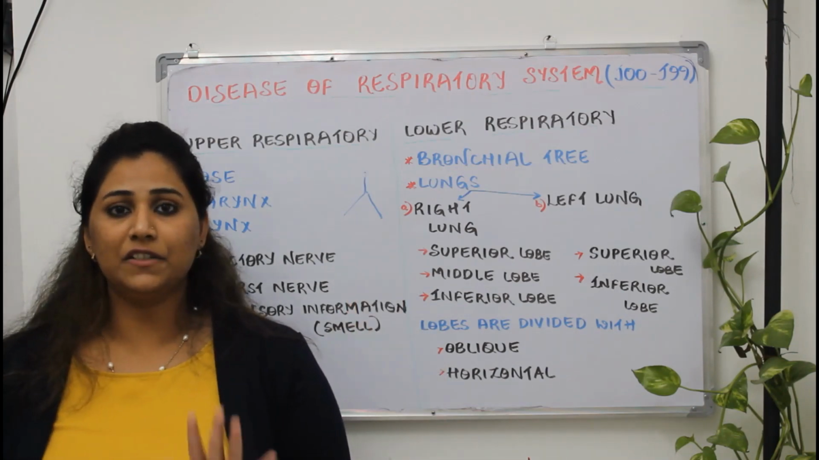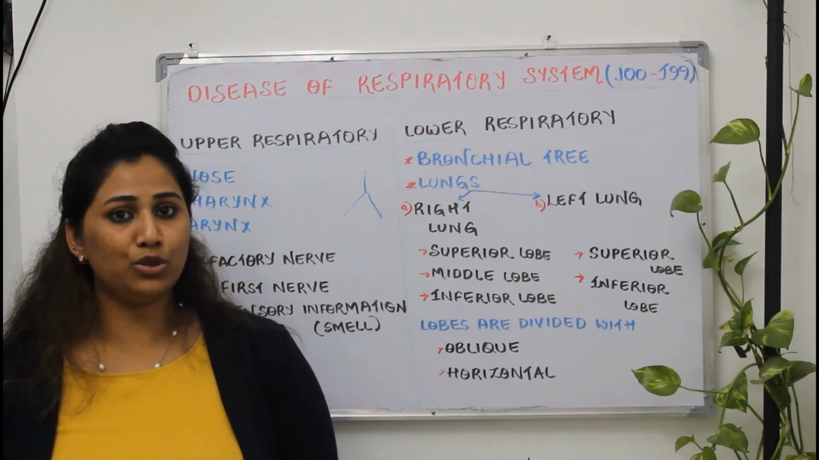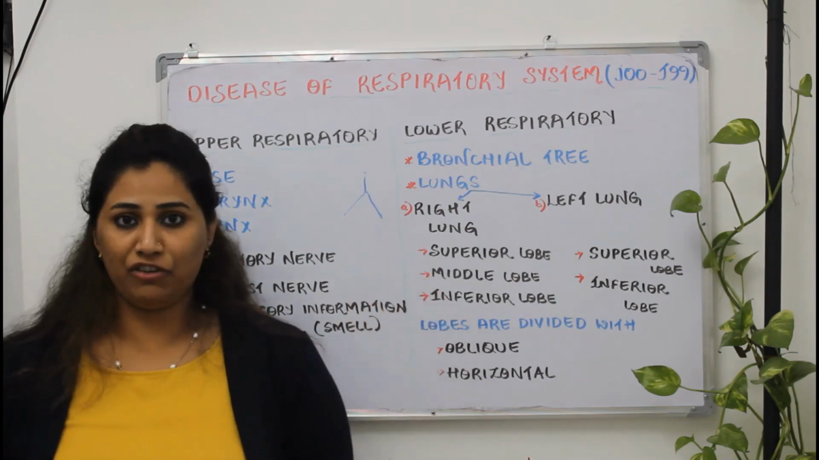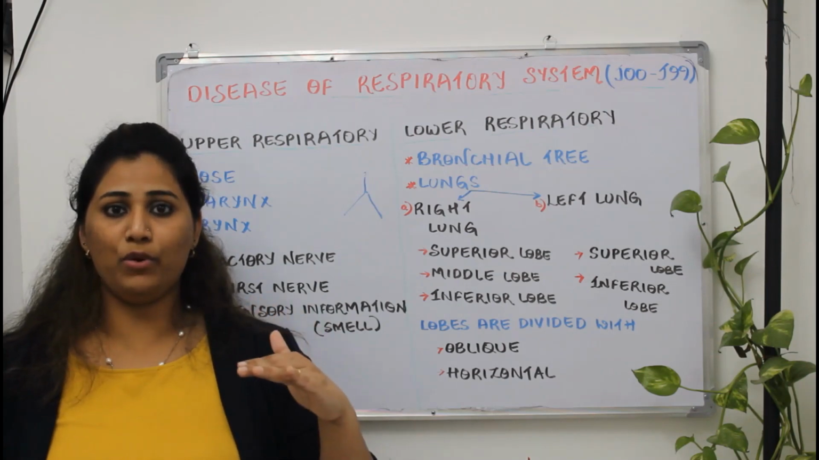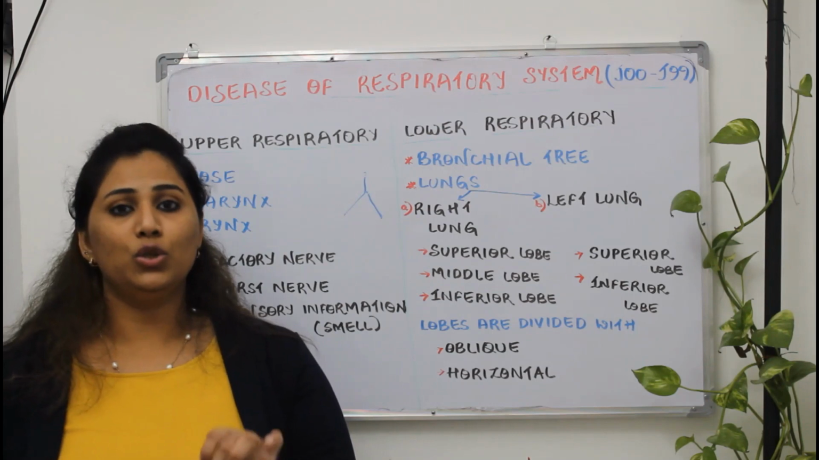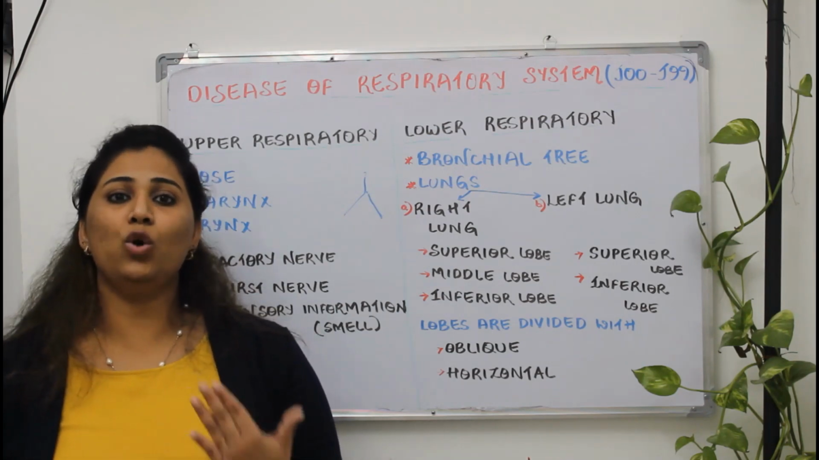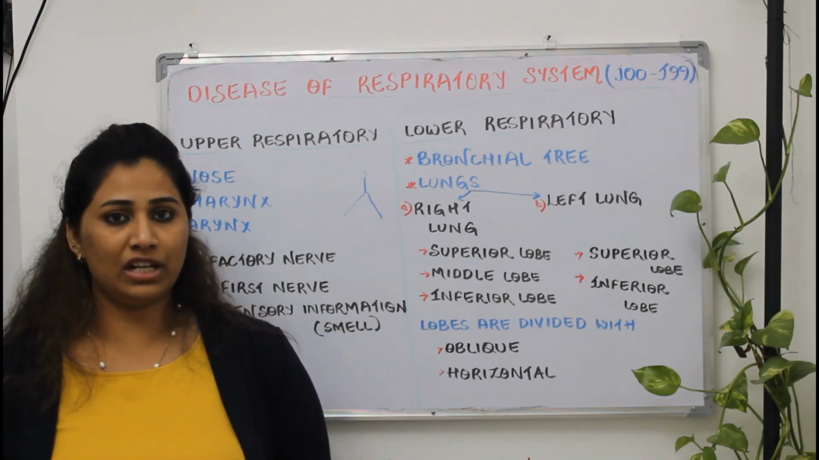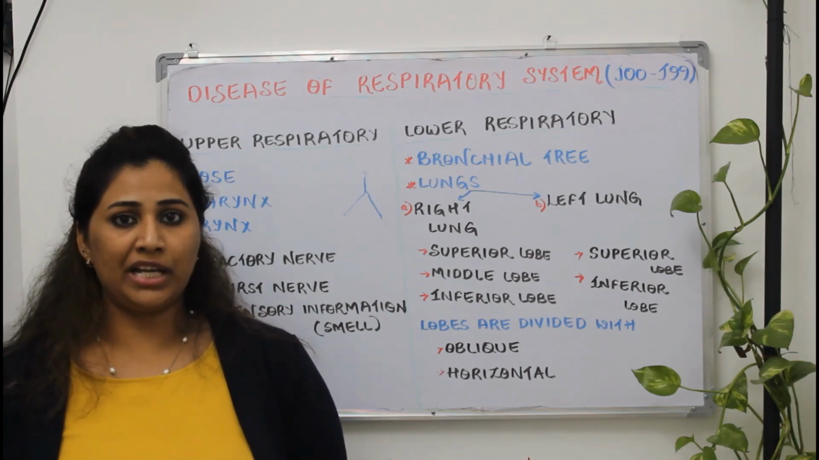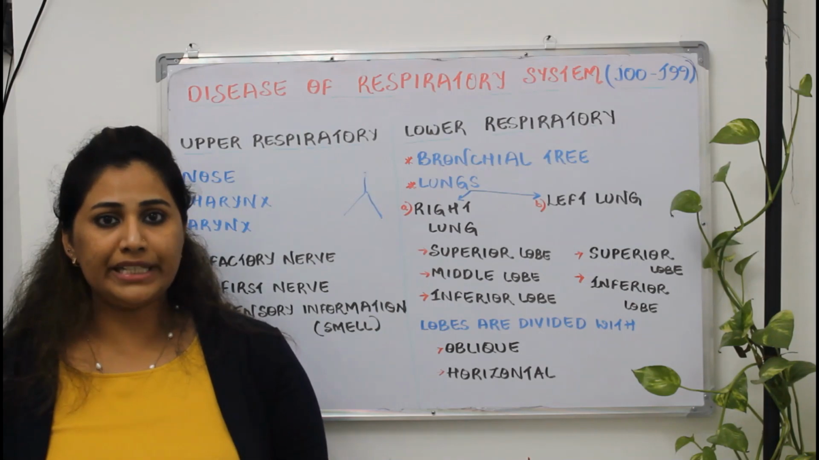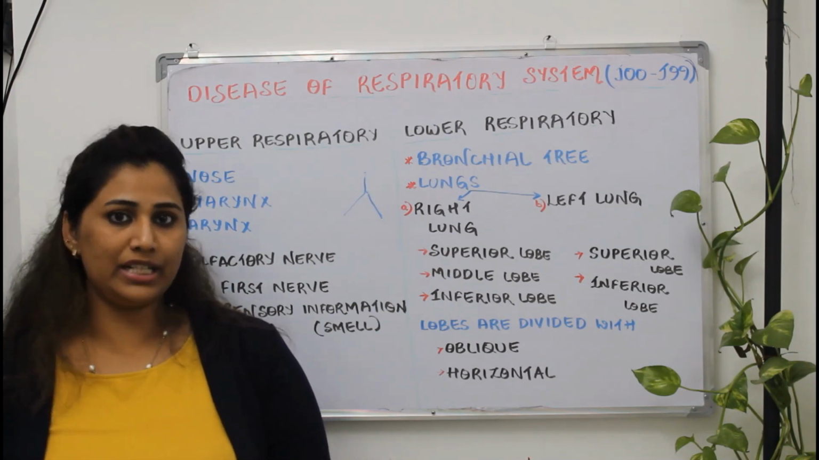And these lungs are divided. The right lung is divided into three: the superior lobe, middle lobe and the inferior lobe. Superior means the topmost portion, middle means in between, inferior means down. Those who are not familiar with these terms, just go back to the human orientation video and have a look. In that we have clearly explained all the directions, planes and everything regarding human anatomy, so that you will get an idea for this. So superior, middle and inferior: these are the right lung lobes.